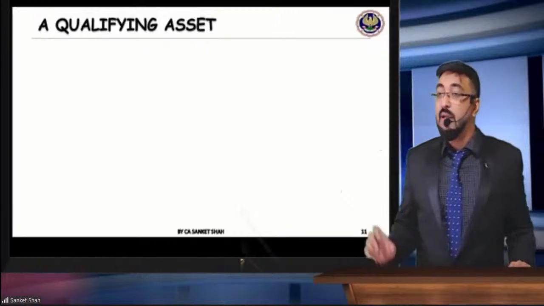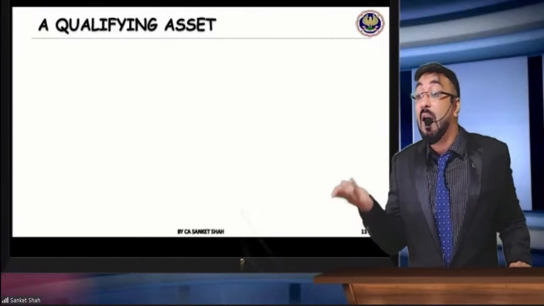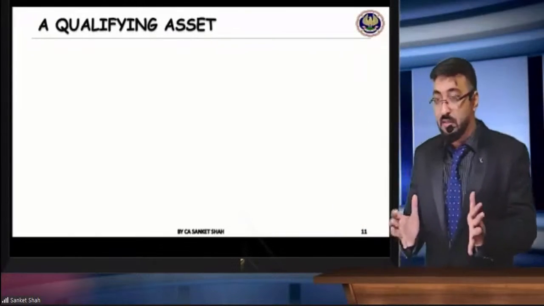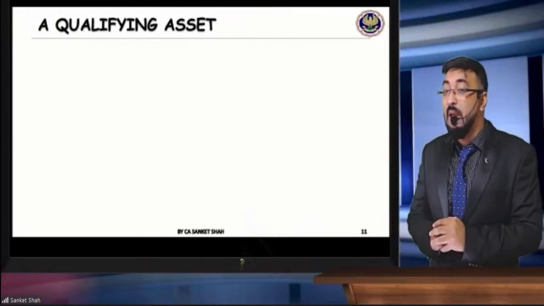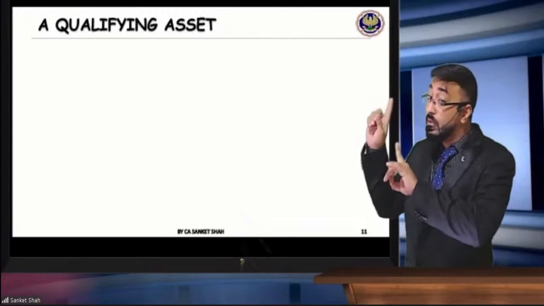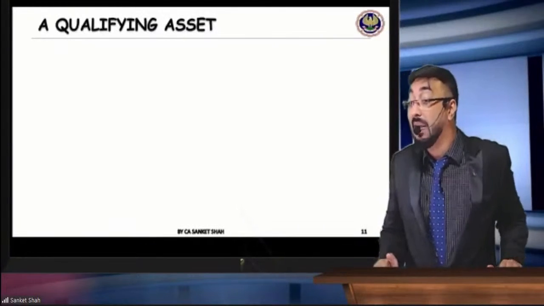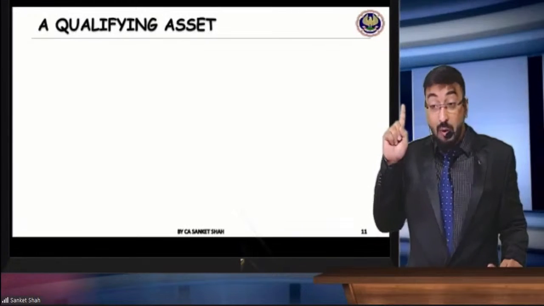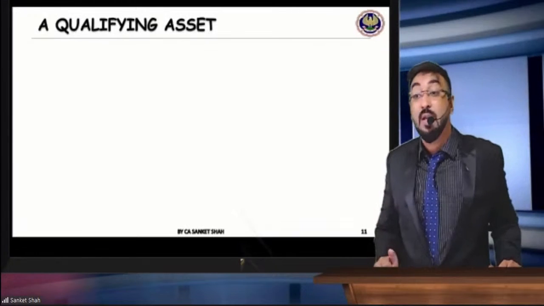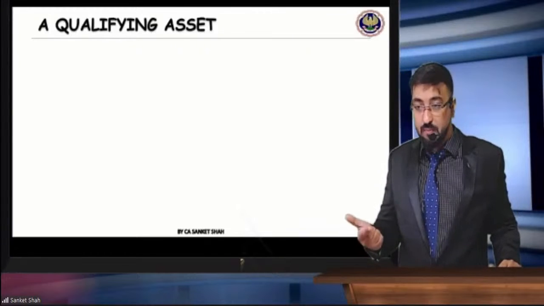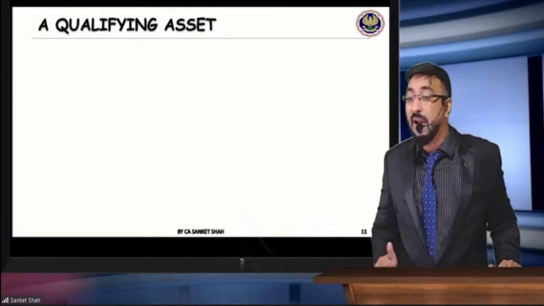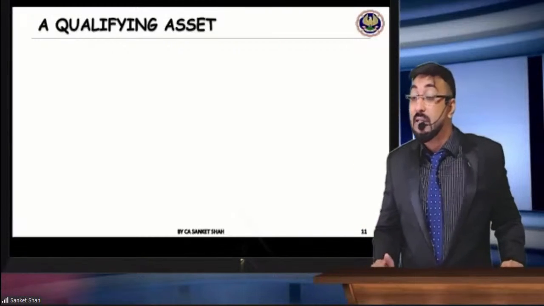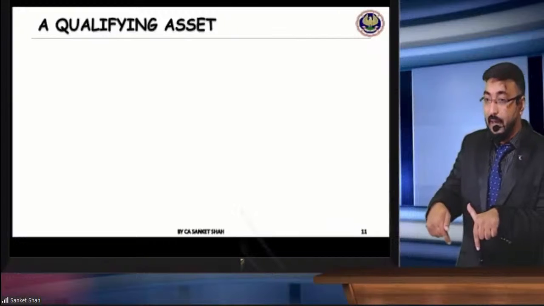Concept number 3, what is the qualifying asset? The name itself suggests qualifying under Accounting Standard 16. This definition of qualifying means it qualifies for capitalization, and this is the concept called a qualifying asset. I already taught you this concept in Accounting Standard 2. If you remember the example of wine, that inventory interest is also capitalized. If you are revising properly, normally interest is never added to the inventory cost. Only raw material, direct labor, direct expenses, and factory overhead we add. But there is an exception: interest is added in the qualifying asset.